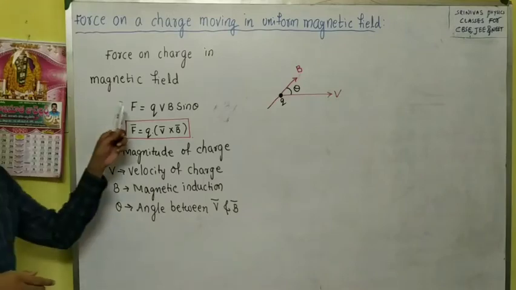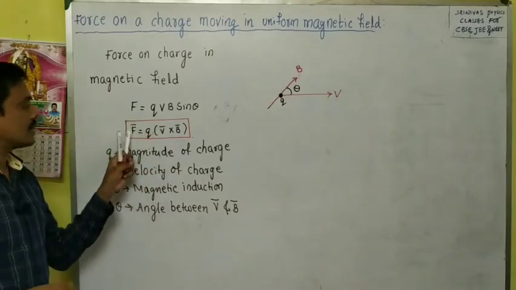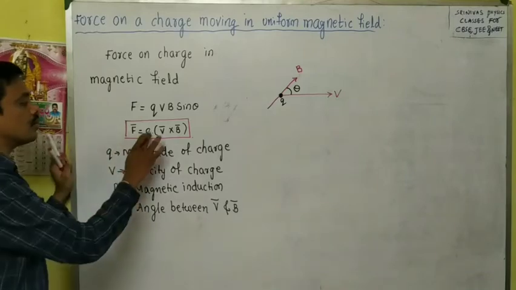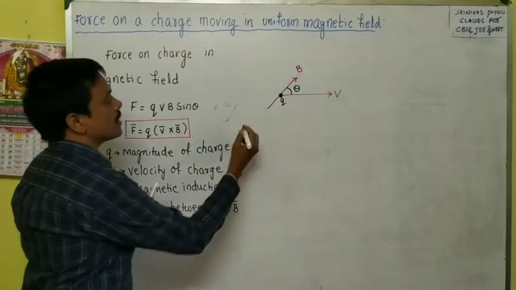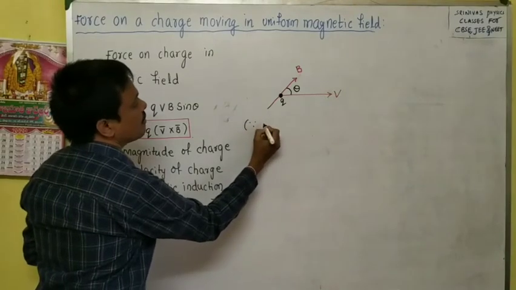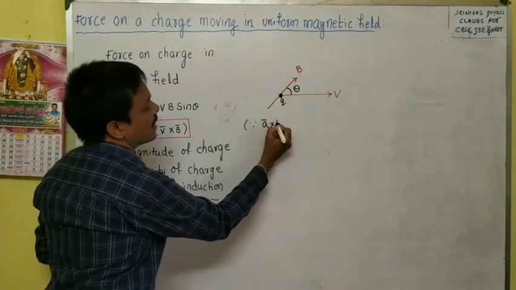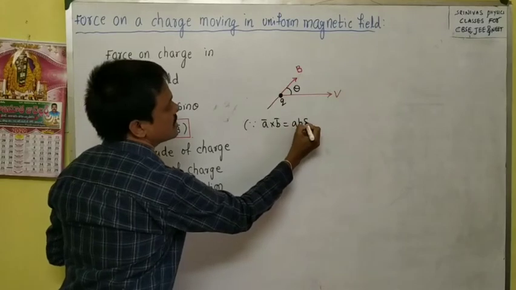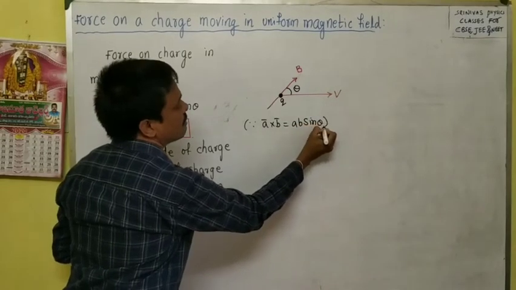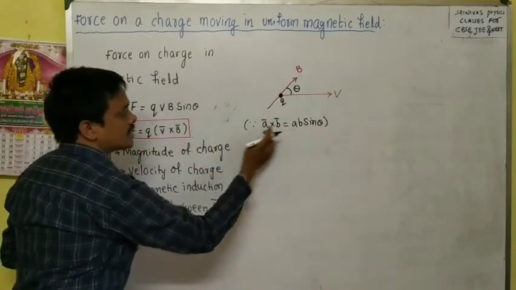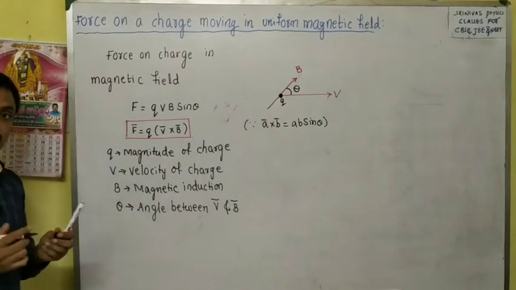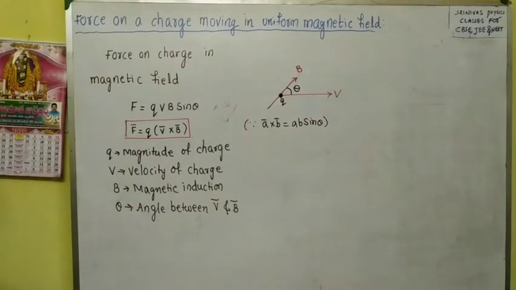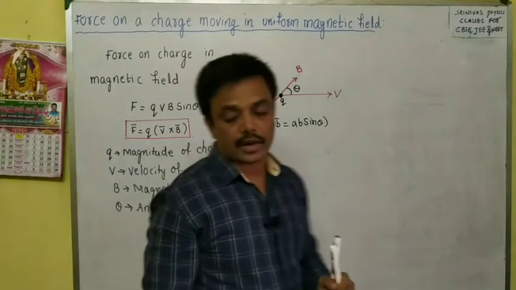The force on a charge formula is qvB sin theta. In vector form, F bar equals q into v bar cross B bar. Why are we writing it like this? Because we already know the A bar cross B bar formula is AB sin theta. By using that, where AB sin theta is there we write A bar cross B bar, and here vB sin theta is there, so we write v bar cross B bar. This is the force formula on a charge when it moves in a uniform magnetic field.